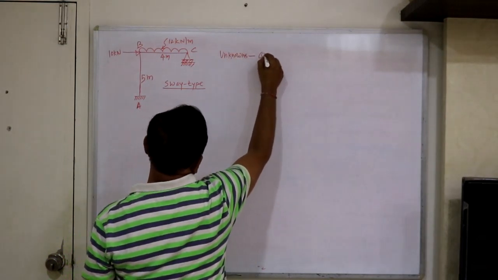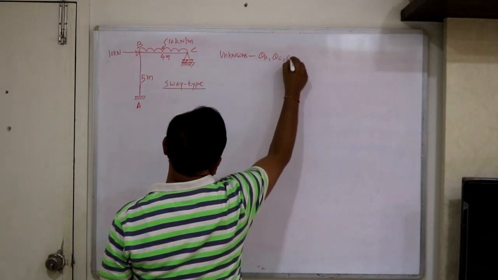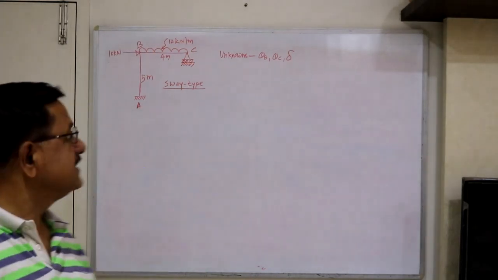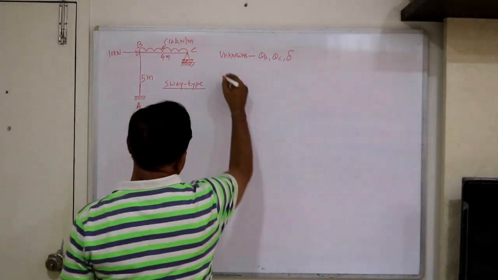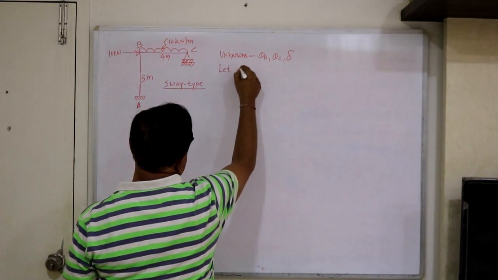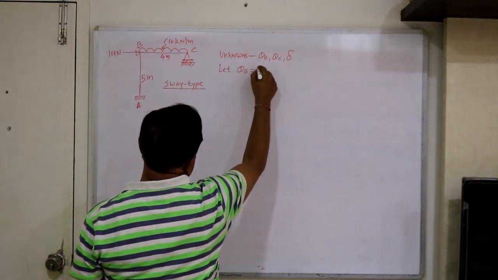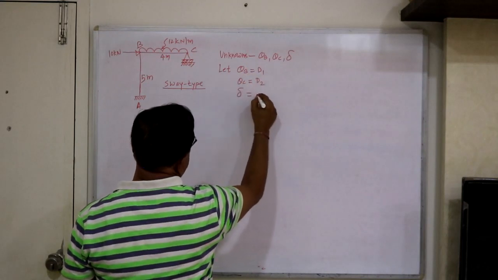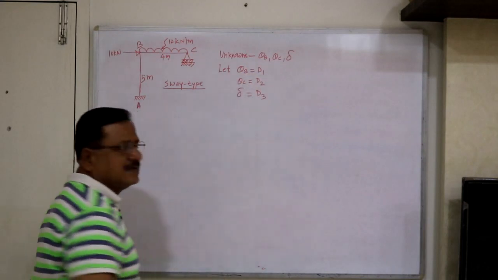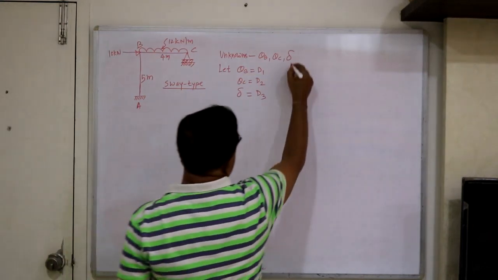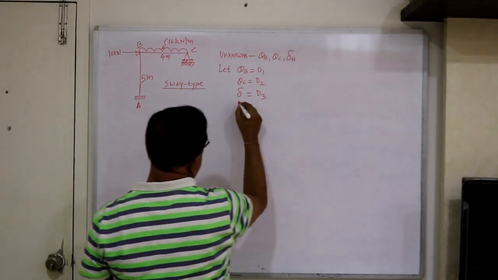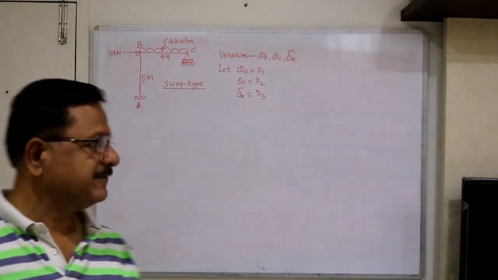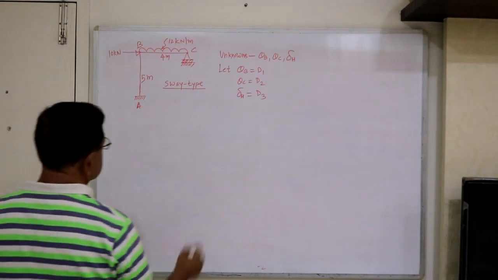The unknowns: theta B is there, theta C is there, and the horizontal sway of the frame, delta, will be there. So let theta B equal D1, theta C equal D2, and this delta equal D3. That is horizontal. If you want, you can write delta H, the horizontal sway or horizontal deflection. Let it be D3.